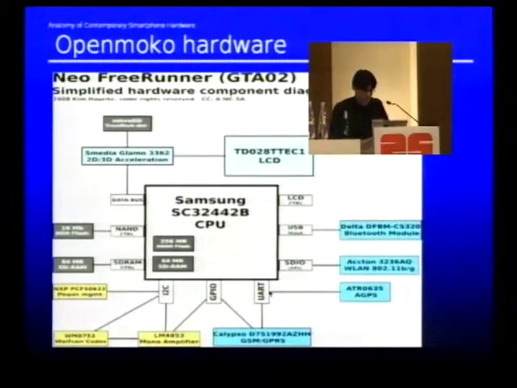Anyway, so we have an SDIO interface which connects to a Wi-Fi module, and we have a USB connection. This is not true. Is it? Oh, yes, it is actually true. Yes, it is true. It is USB connected, the Bluetooth, in this case. Yeah, because we ran out of UARTs.